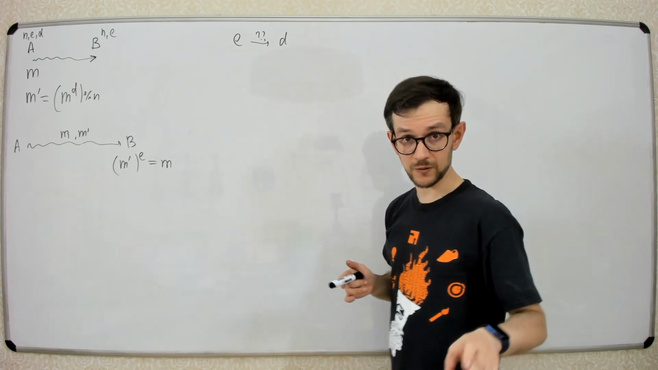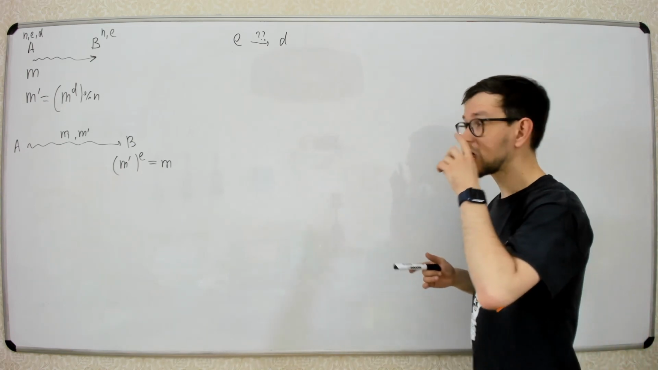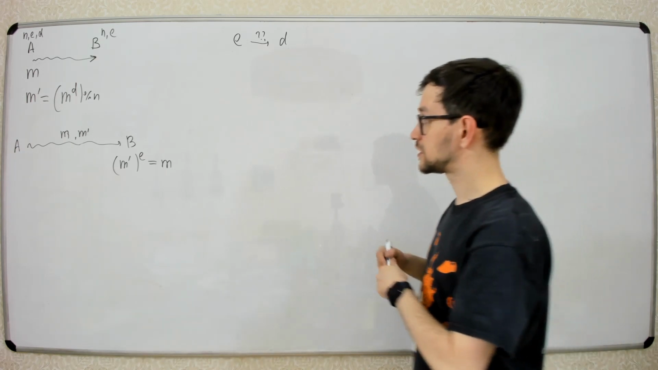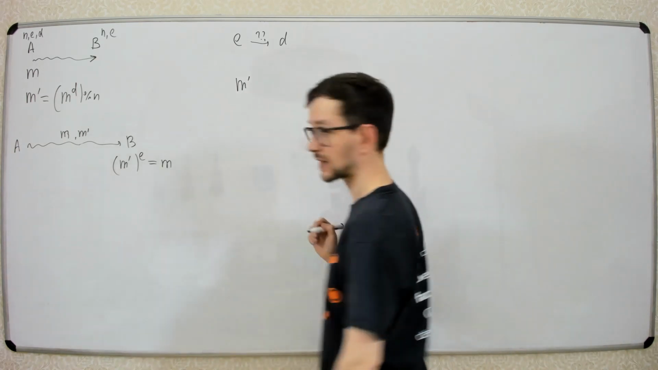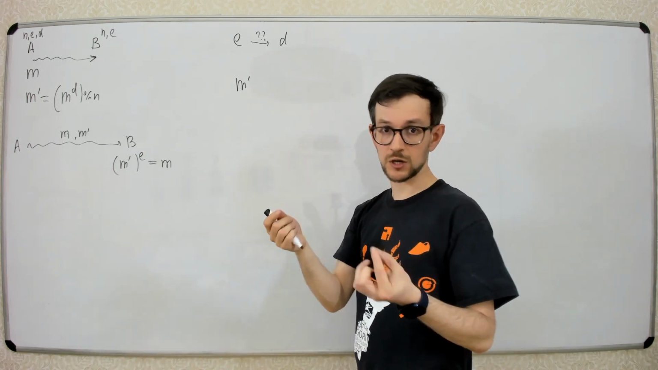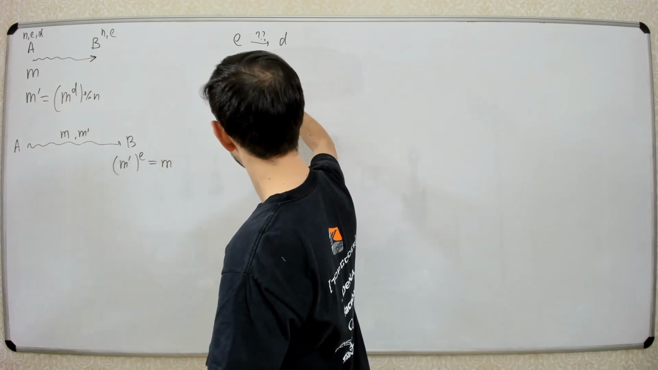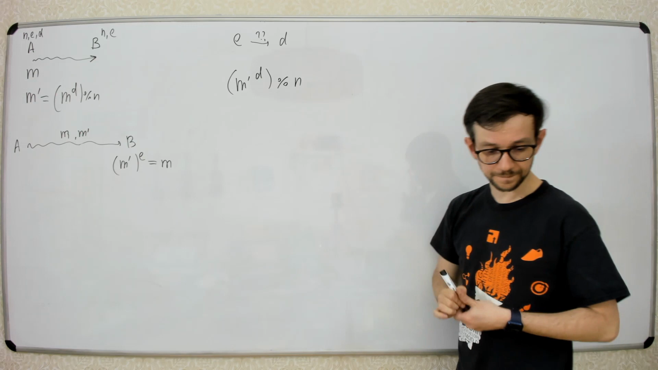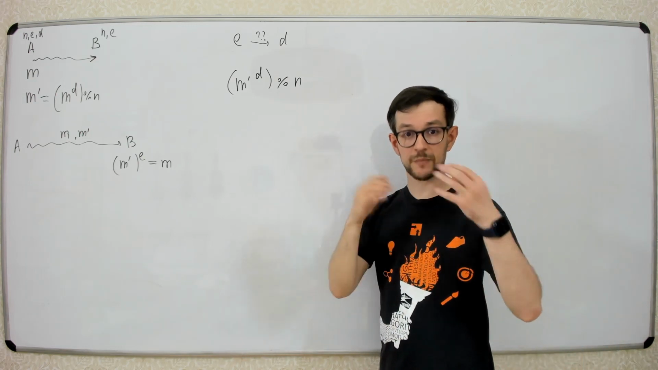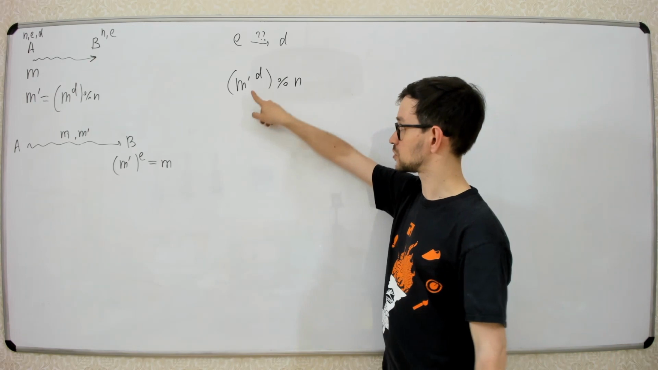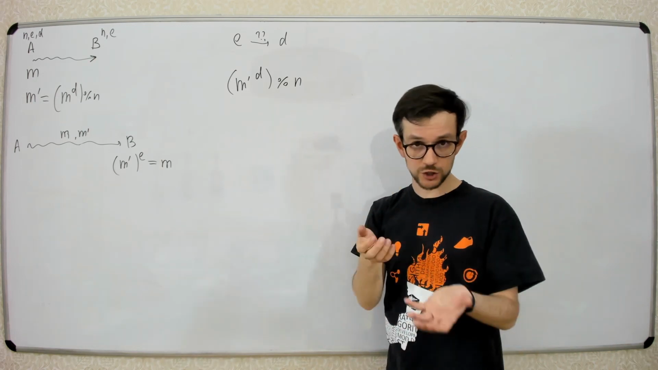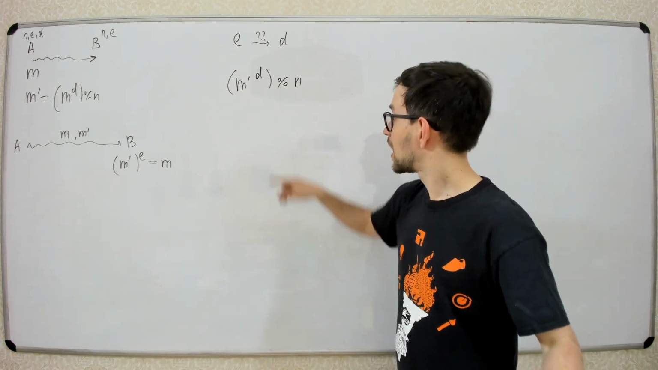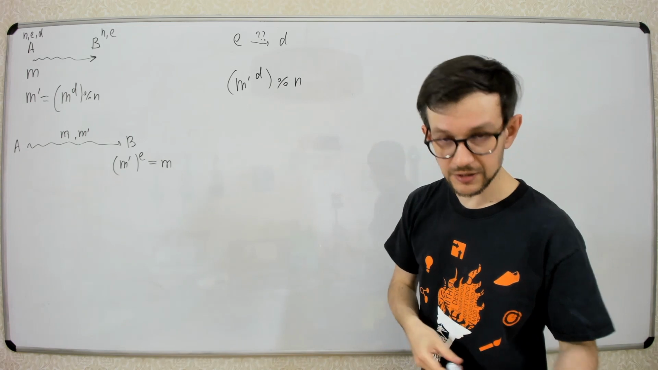In reality, everything is much more complicated. What you can do, for example, is send some message to the server. The server receives your message, and to decrypt it, the server calculates m prime power d modulo n. So you send the server some encrypted message, m prime. To decrypt your message, the server needs to calculate this number.